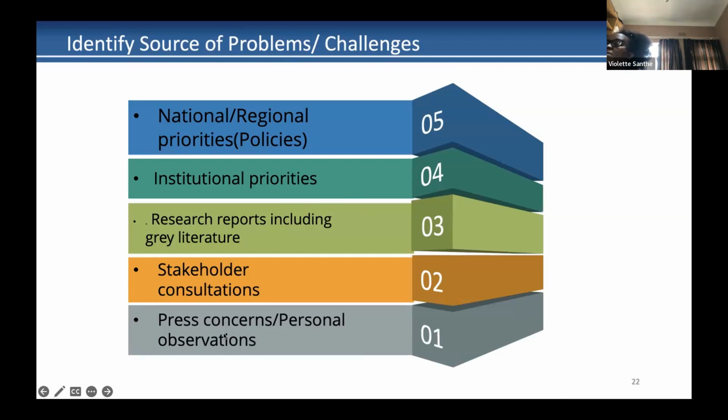And then stakeholder consultations. There are so many stakeholder consultations in different countries, whether at country level, regional level, or even global. In those consultations, these problems are discussed. Again, press concerns and even personal observations can also provide insights as to what are the source of the problems and the challenges. Next slide, please.